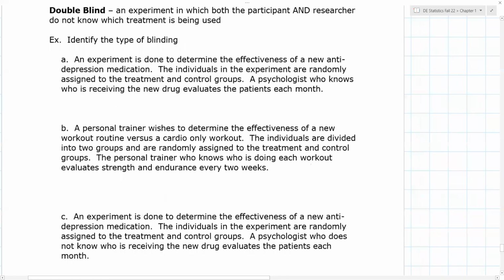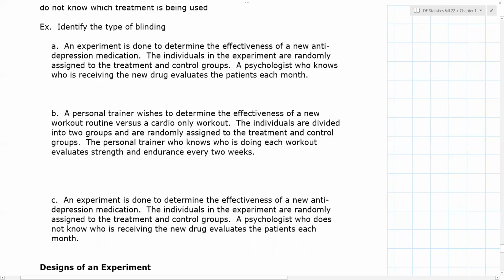Take a second, read these 3 examples, and determine if they are single blind, double blind, or neither. Pause the video. All right, so let's read through these and determine which type of blinding we have.